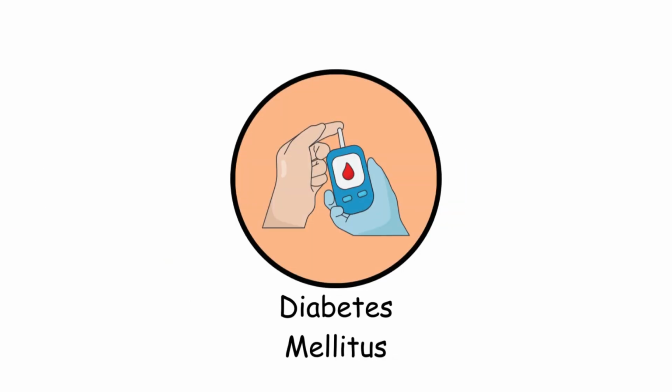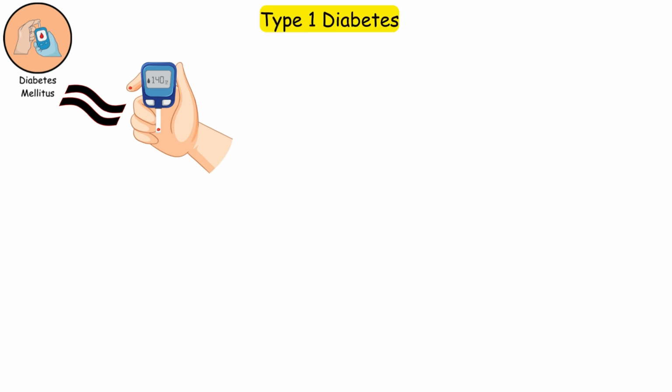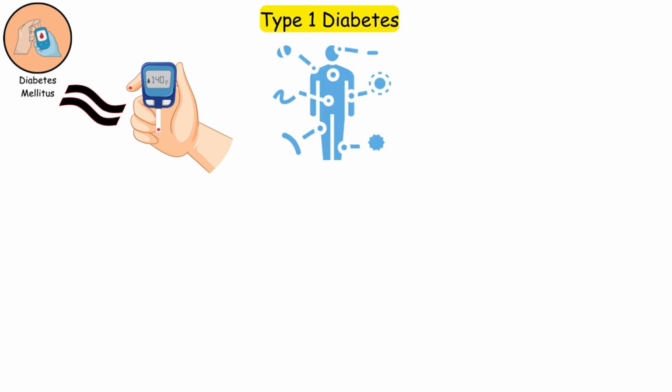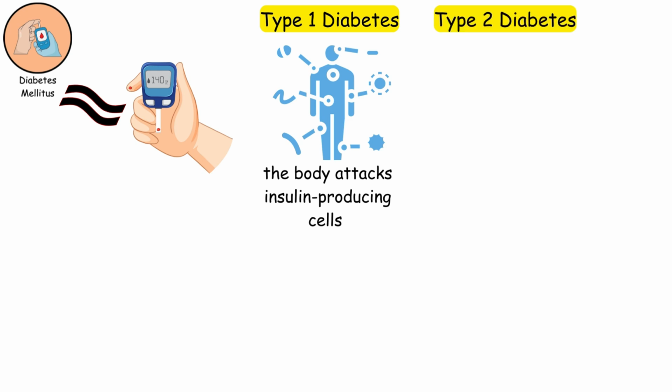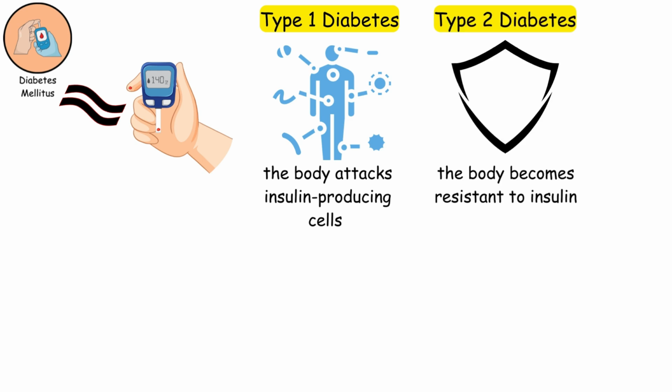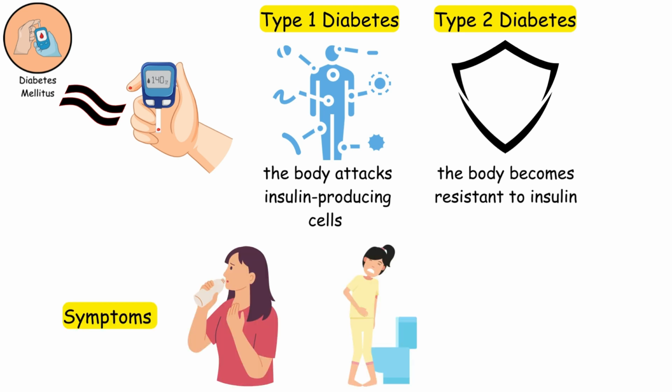Diabetes mellitus. Diabetes mellitus is a group of diseases that result in high blood sugar levels. The most common types are type 1 diabetes, an autoimmune condition where the body attacks insulin-producing cells, and type 2 diabetes, where the body becomes resistant to insulin. Symptoms include increased thirst, frequent urination, and unexplained weight loss.